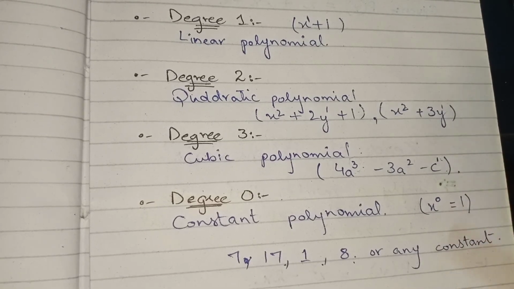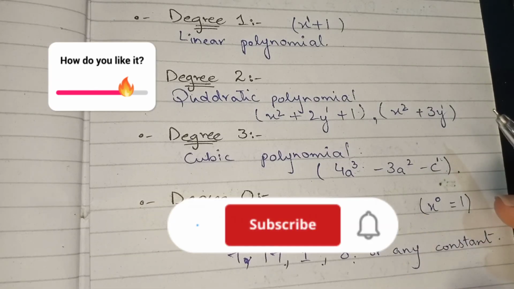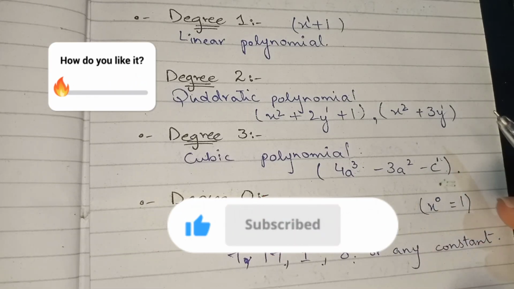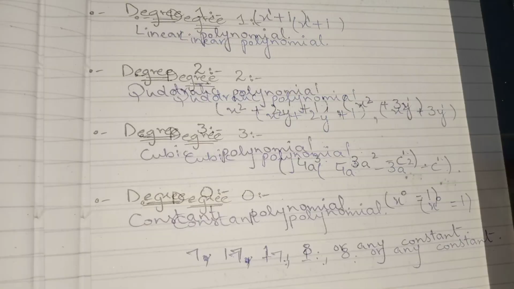Now we have seen all the types of polynomials on the basis of their terms, variables and degrees. We will see the values of polynomials, and how we can find them, in the next video.